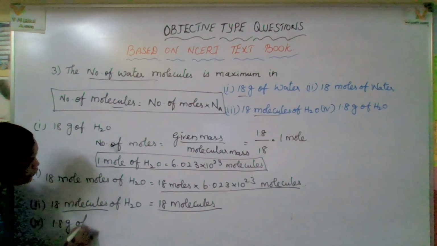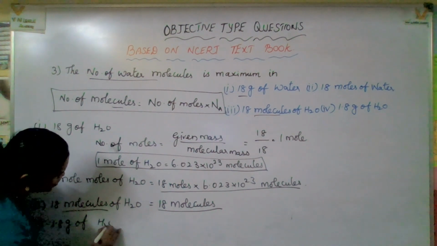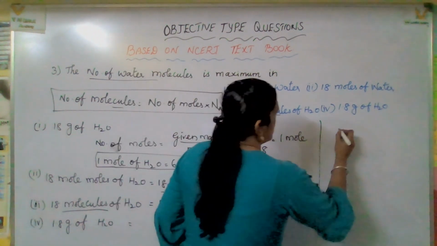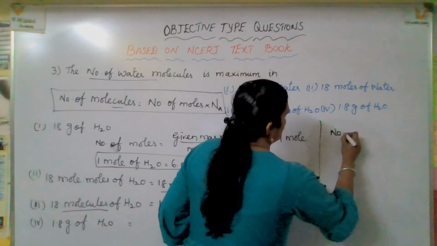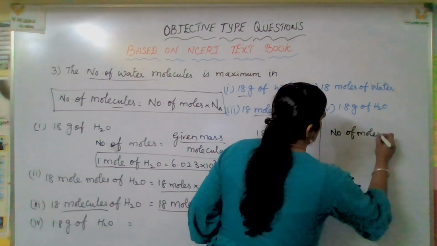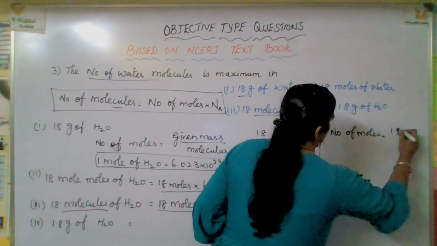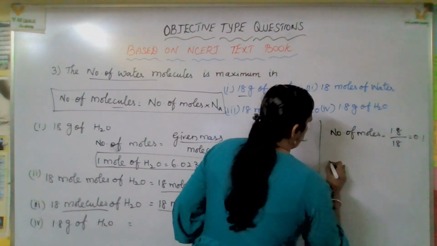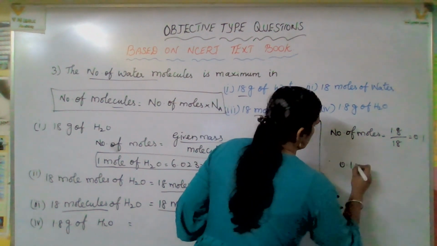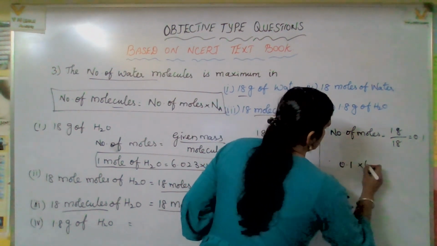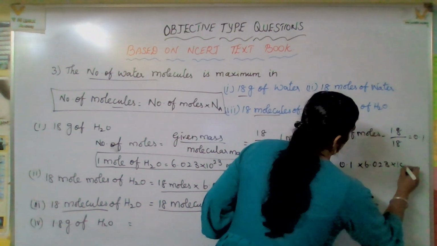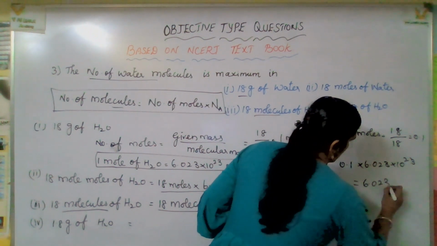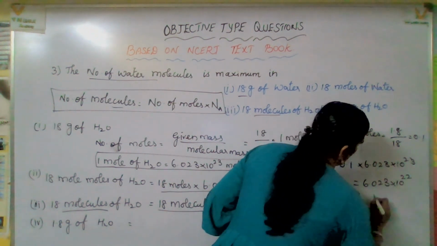1.8 gram of water. Given mass by molecular mass equals number of moles. It is given mass 1.8 divided by molecular mass 18. So 0.1. So number of molecules is 0.1 into 6.023 into 10 to the power of 23. So automatically you will get 6.023 into 10 to the power of 22 molecules.